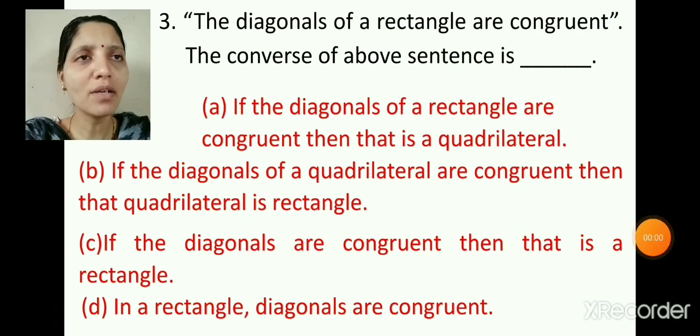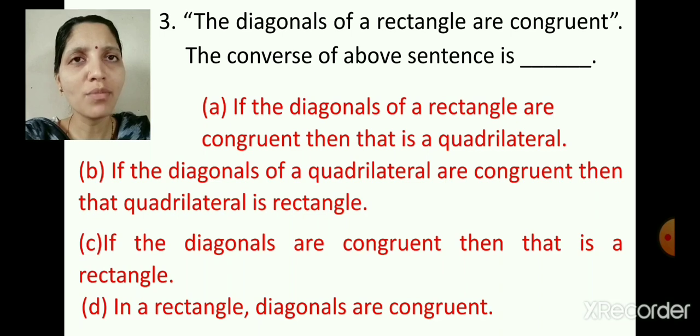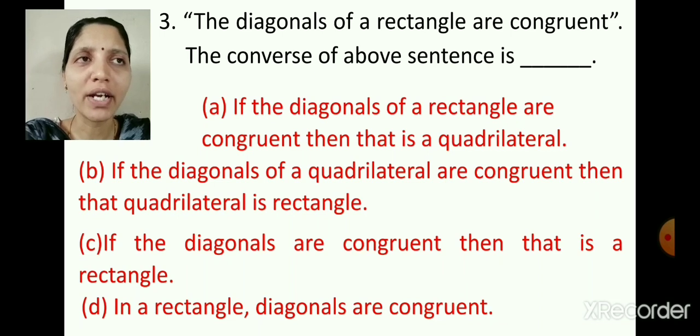Now see the next sum. In this sum you have to write the converse of the given statement. Now this type of sums you have to solve on your own because everyone will have their own method to write the converse. I will first write the conditional form of the statement and then I will try to write the converse. Now what is the statement given? The diagonals of a rectangle are congruent. Now what will be the conditional statement for this?